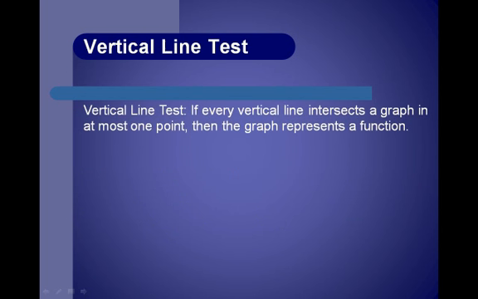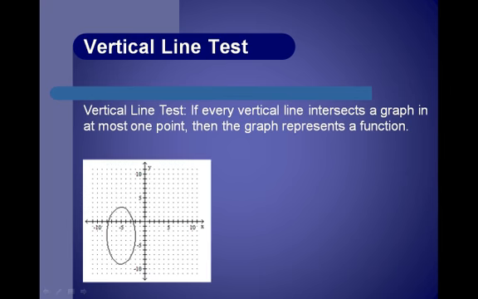Now the vertical line test is a test we use to tell if a graph is a function or not. It says if every vertical line intersects a graph in at most one point, then the graph represents a function. That is, if you can draw a vertical line on a graph and not hit that graph more than once, then it's a function.